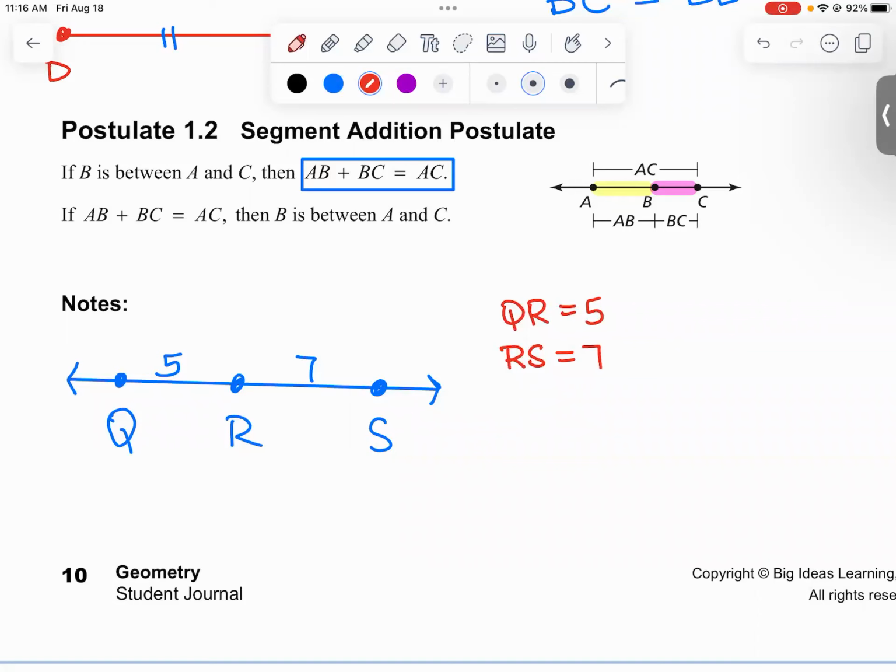Okay. Now, Harvey, how long is QS? It would be 12. Okay, because 5 plus 7 is 12.